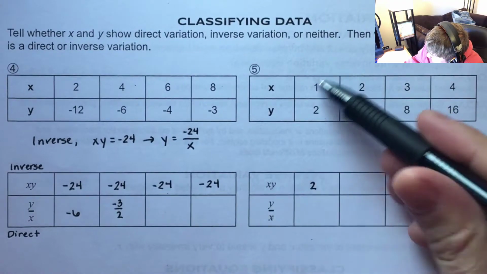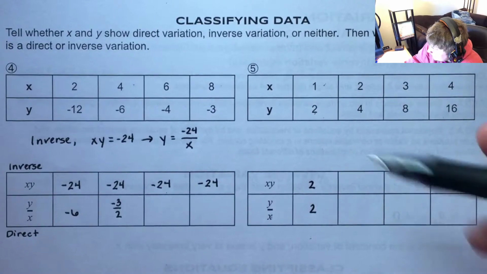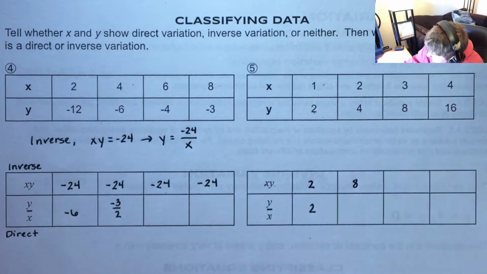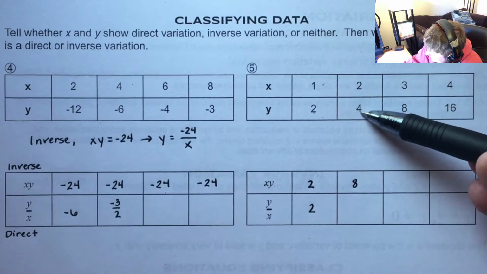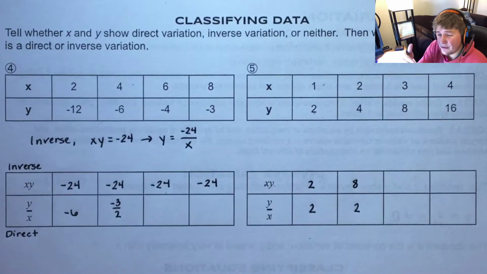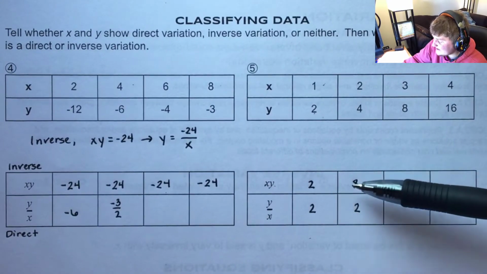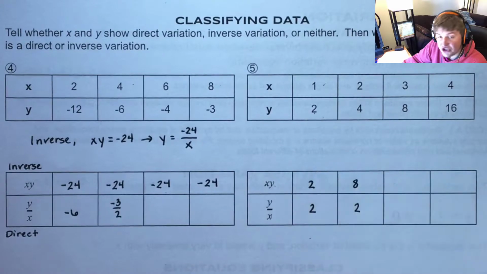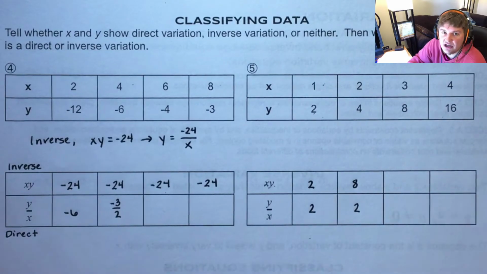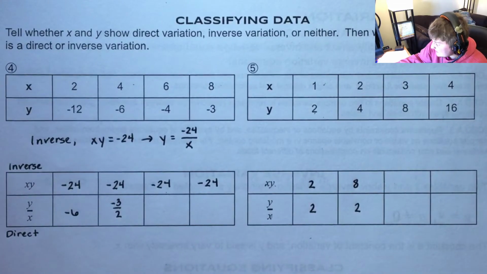And then y divided by x, 2 divided by 1 is also 2. Okay, and so x times y is equal to 8. Okay, and then 4 divided by 2 is 2. Okay, so just like the previous problem with the direct variation, I already know that I don't have to continue to check x times y, because I already have a mismatch of numbers. So it just can't be an inverse variation, because x times y has to be equal to the same number every time, and this one is not.